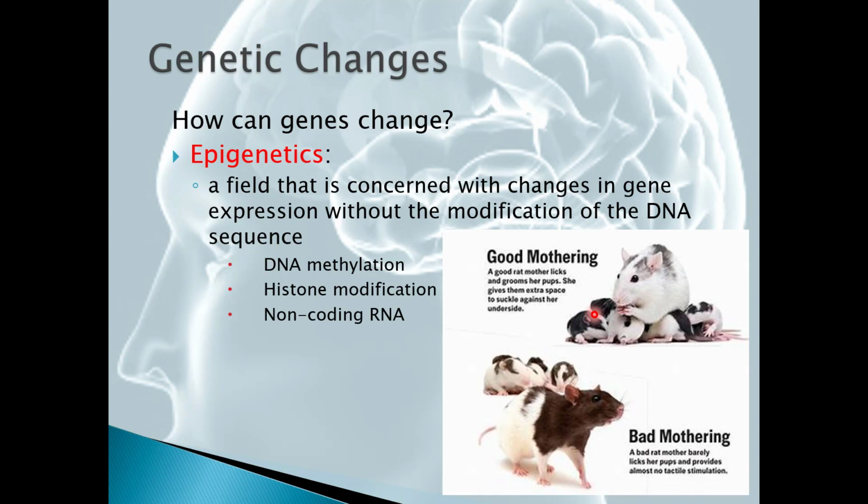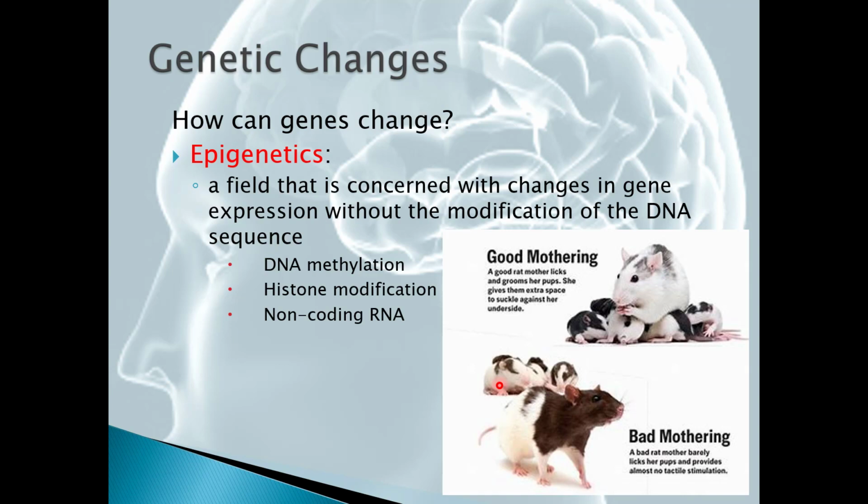And what they found when they compared the pups of an inattentive mother to the pups of an attentive or good mother was that there were differences in the DNA for stress-related hormones. And those stress-related hormones were more methylated in the pups bred by the bad or inattentive mother. As a result, they didn't have a normal stress response, and they became nervous rats as adults.